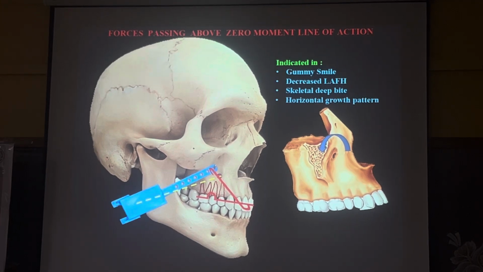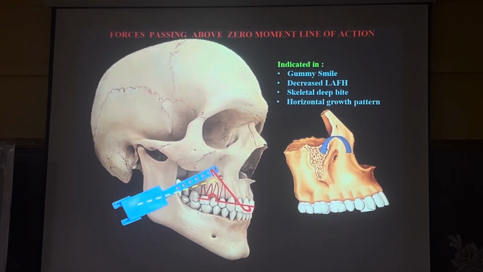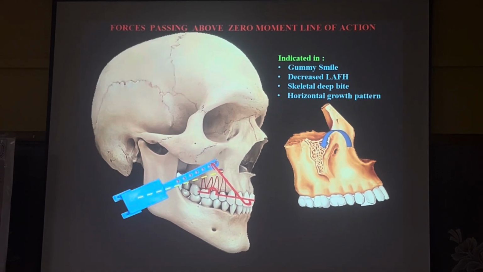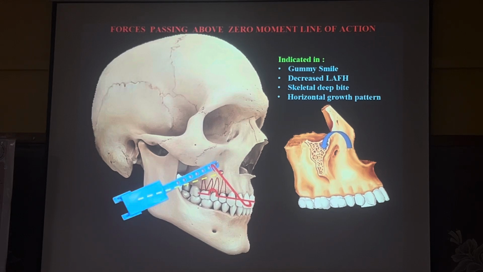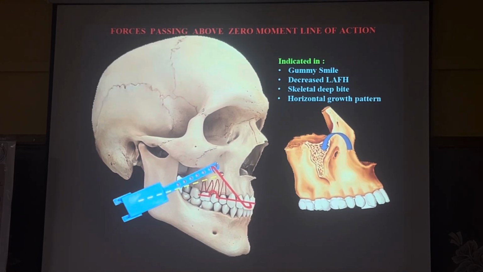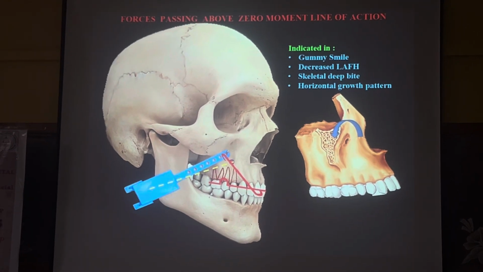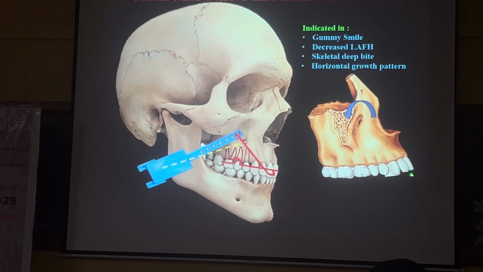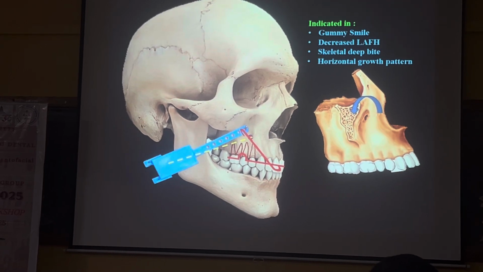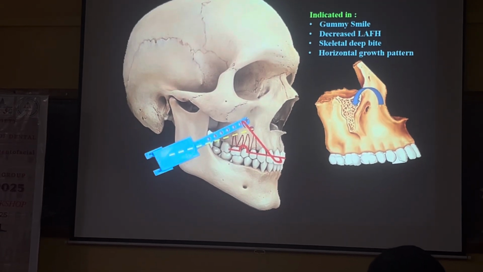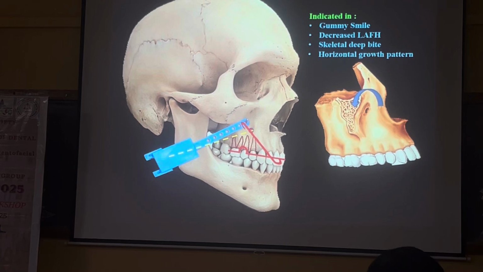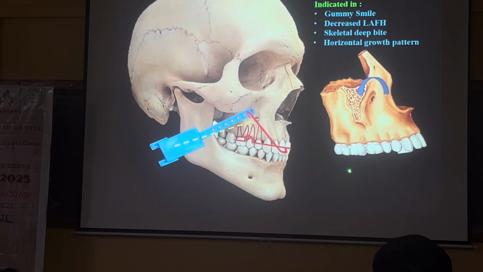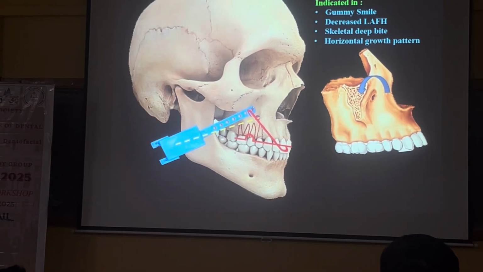Anti-clockwise move. So that is indicated in a gummy smile, decreased low anterior facial height, skeletal deep bite, horizontal growth pattern. See, the indications are easy to follow. Even if you don't read this, you will know, because this is extruding, this is intruding. Where is it that you want it? Those are the indications. Nothing to mug up in this part.